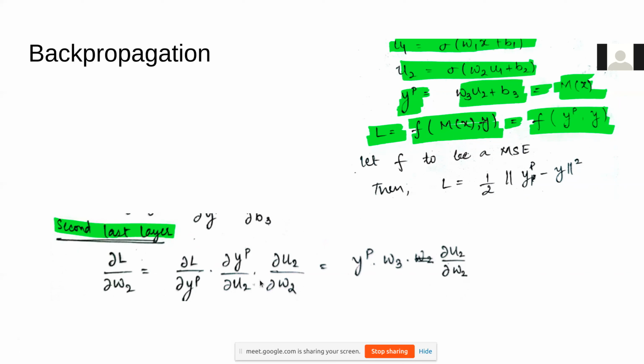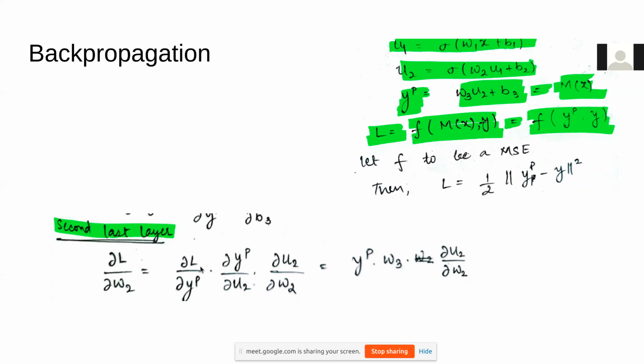Now we need to differentiate this U2 with respect to W2. Okay, this is the idea. But if you look here clearly, it shows that U2 is a function of U1. So this W2 U1 plus B2 is itself a function of U1. Sorry, U2 is a function of W2, and then this is further a function of this.